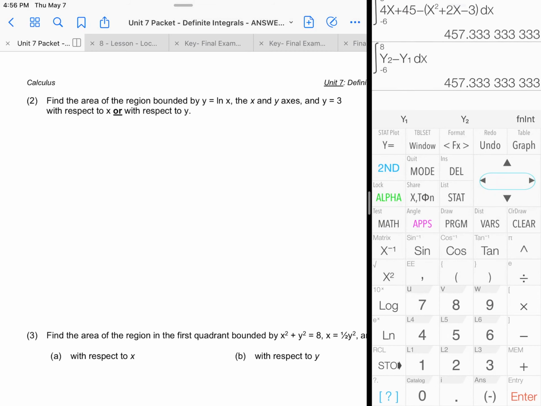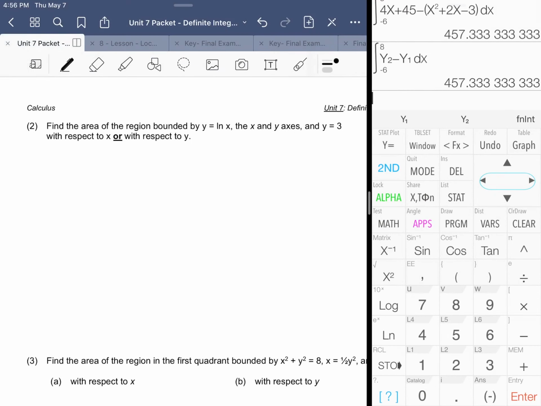So find the area of the region bounded by y equals the natural log of x, the x and y axes, and y equals 3, with respect to x or with respect to y. All right, so let's get a little sketch going here. I'm going to get some coordinate axes this time. X and y.